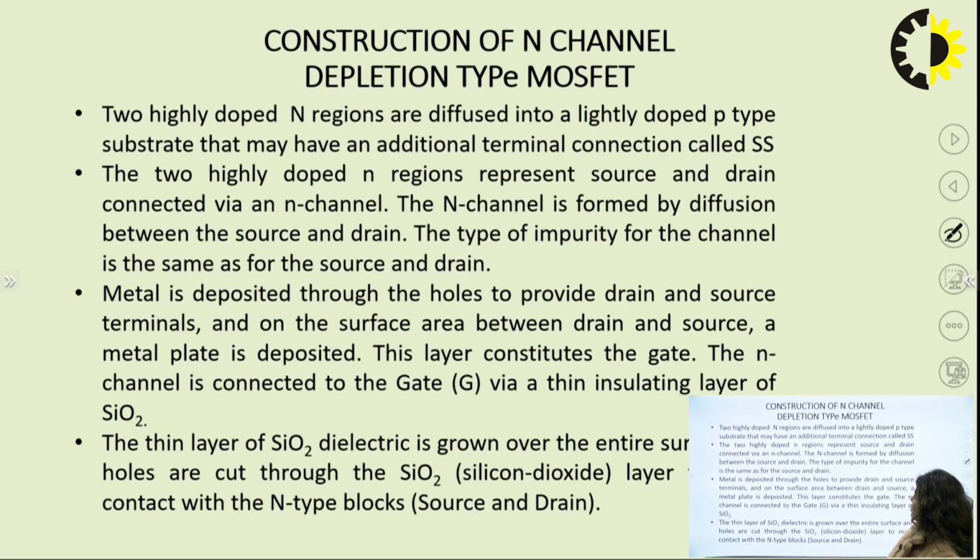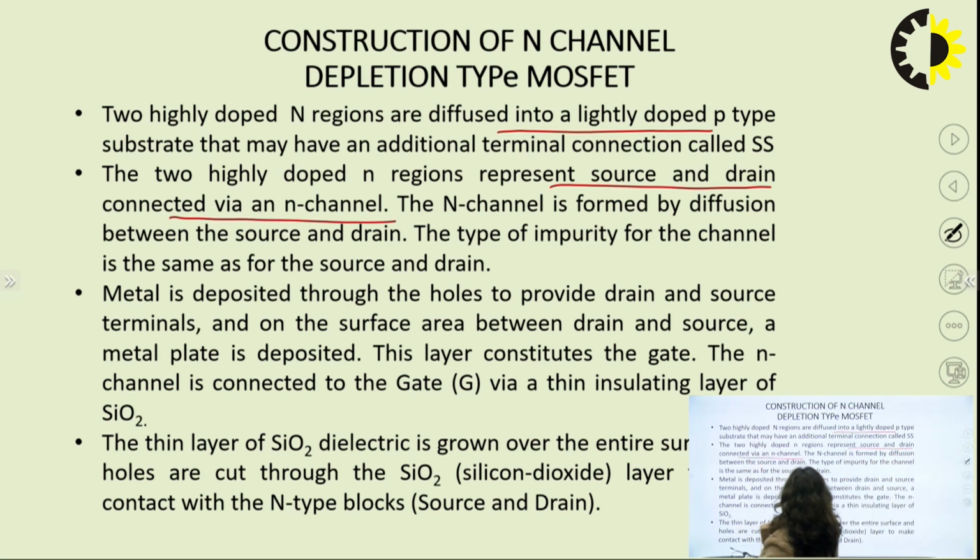If we see the construction of the N channel, two highly doped N regions are diffused into a lightly doped P type substrate that has an additional terminal connection called SS. The two highly doped N regions represent the source and the drain. Basically, the source and the drain are connected by an N channel. The N channel is formed by diffusion between the source and the drain. The type of impurity for the channel is the same as for the source and the drain.